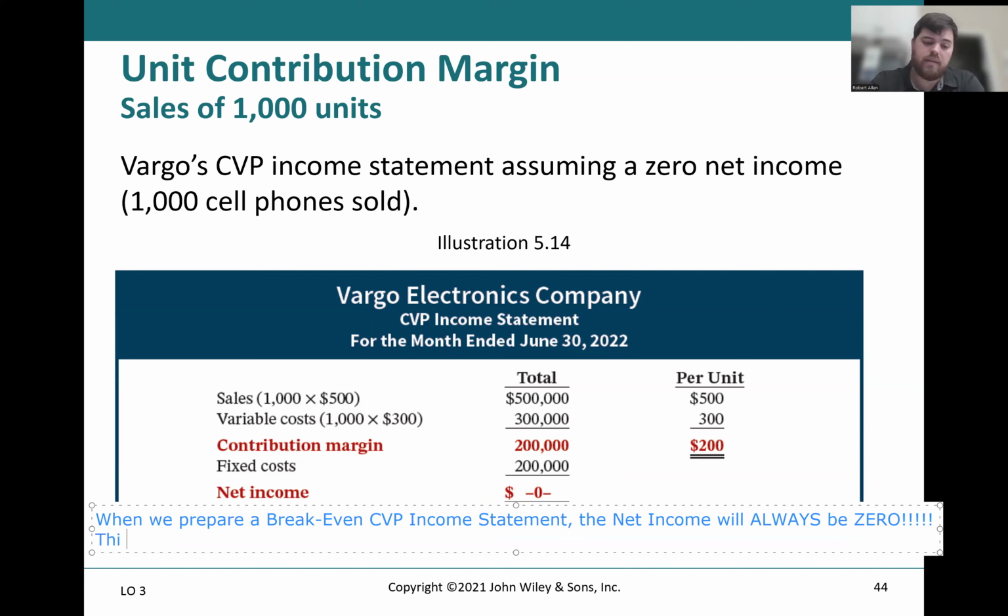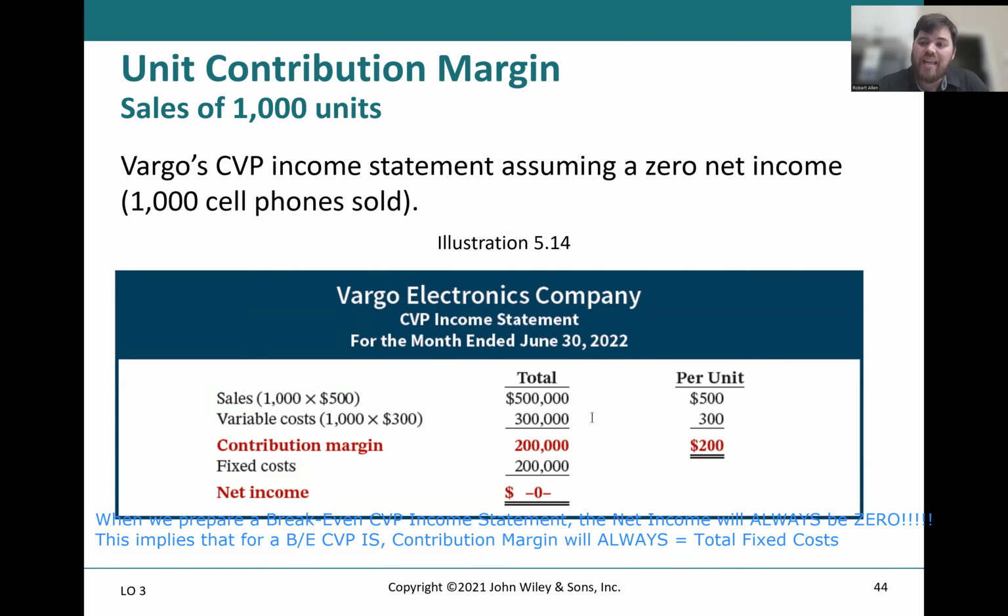This implies that for a break-even CVP income statement, contribution margin will always equal total fixed cost, because it has to. Because the way I get net income on a CVP income statement is to take contribution margin minus fixed cost. The only way those two numbers subtract to be 0 is if they are the same number.